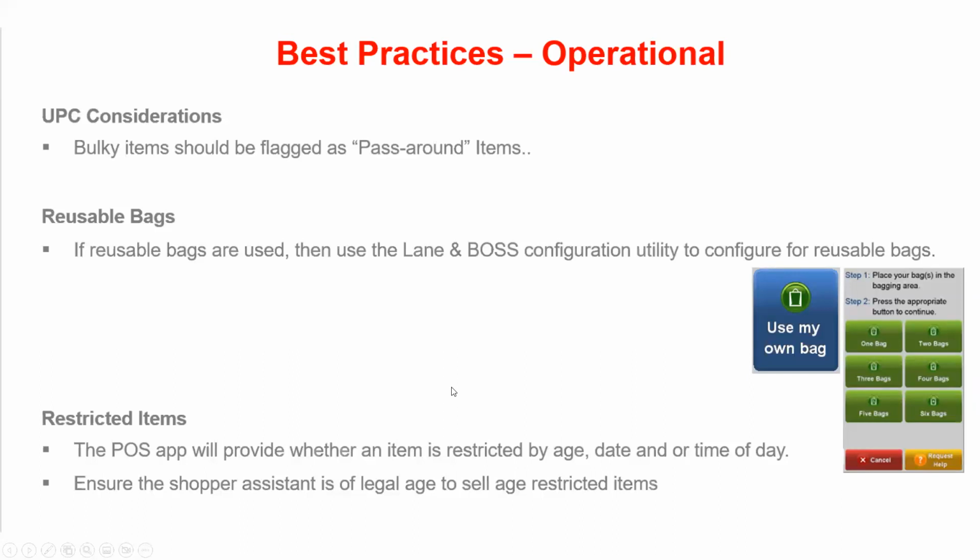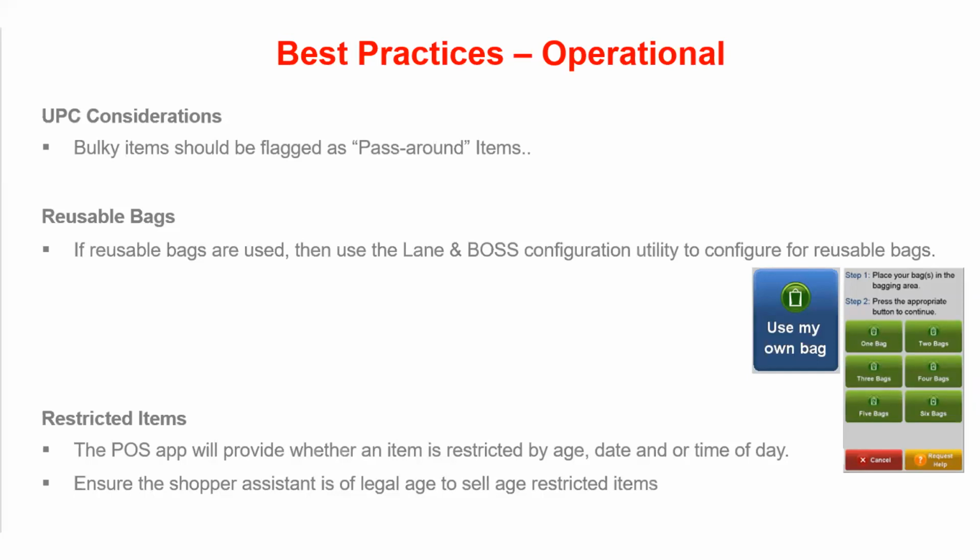Another best practice is restricted items. Point of sale, so the SMS application, is affecting if an item cannot be sold, if it's restricted by age, date, or time of day. If you have a restriction on selling alcohol before 10 a.m., obviously age restriction for alcohol, that's all controlled and all done. Nothing special has to be done, but the shopper assistant needs to make sure that they're of legal age to sell them. We ran into this problem where the shopper assistant was 18 and in a state where you have to be 21 to be able to sell the alcohol, not purchase, but sell it as well. And that shopper assistant wasn't of a legal age.